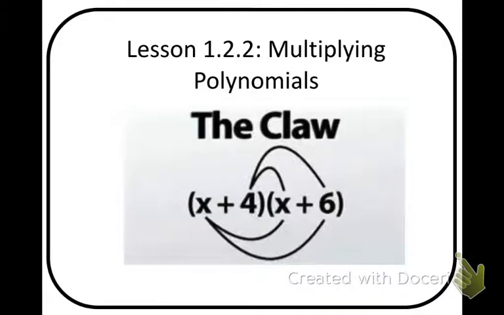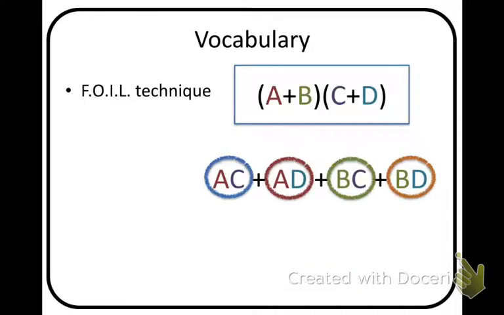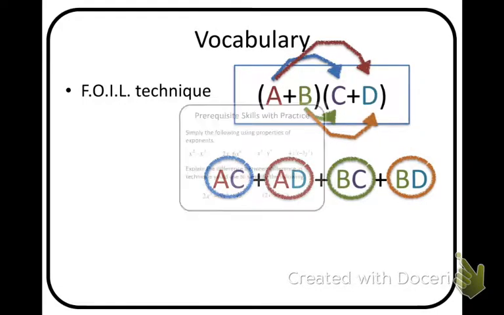Lesson 1.2.2, multiplying polynomials. We're going to use the claw, or as some of you know it, the FOIL technique. It's just a form of distribution.